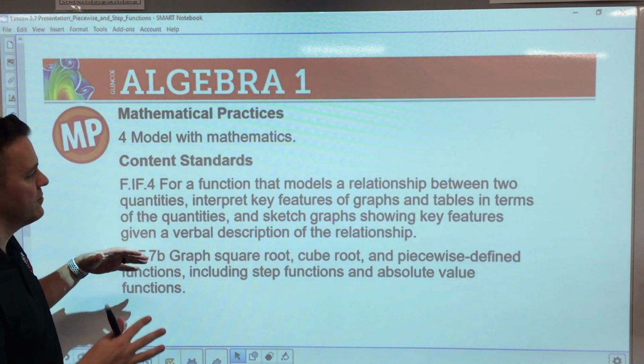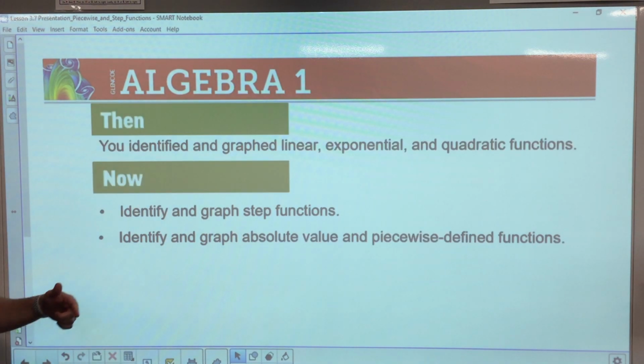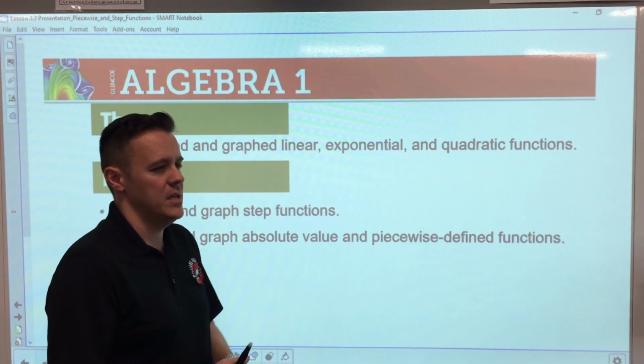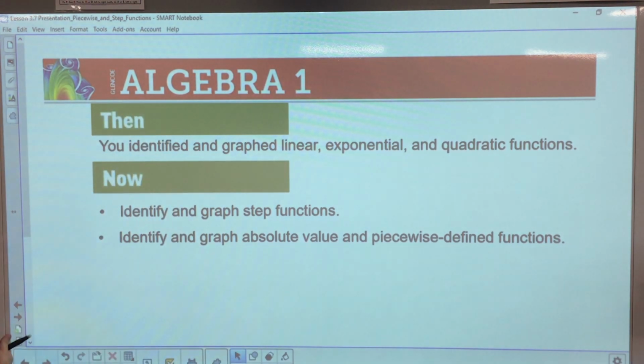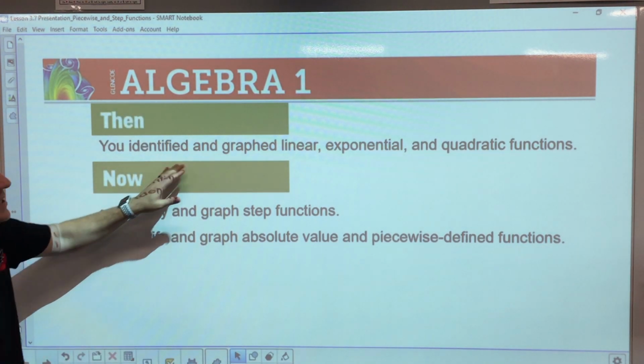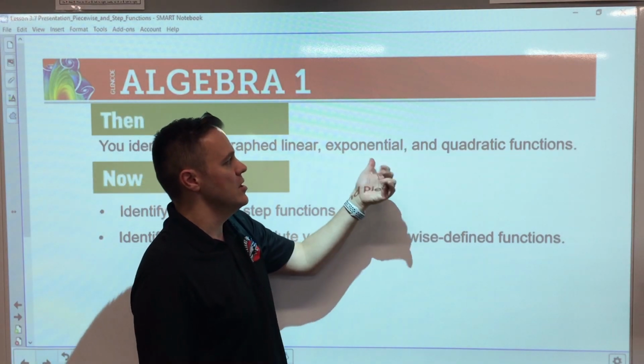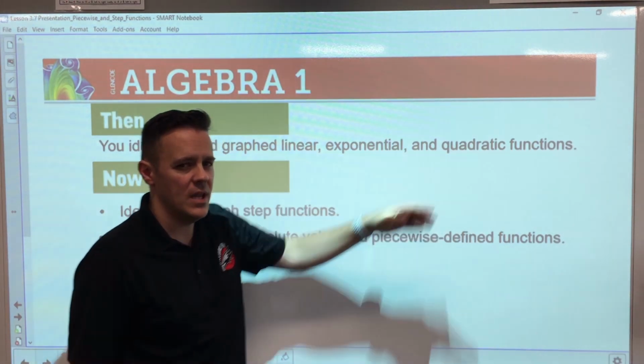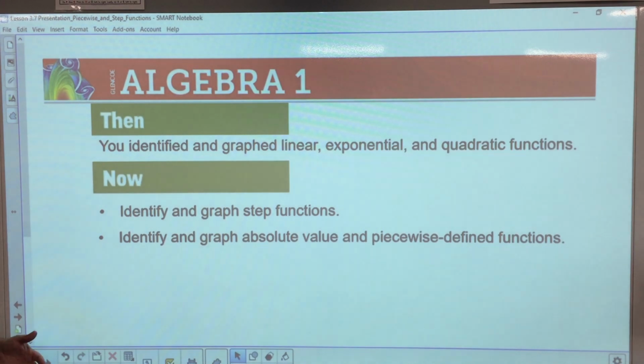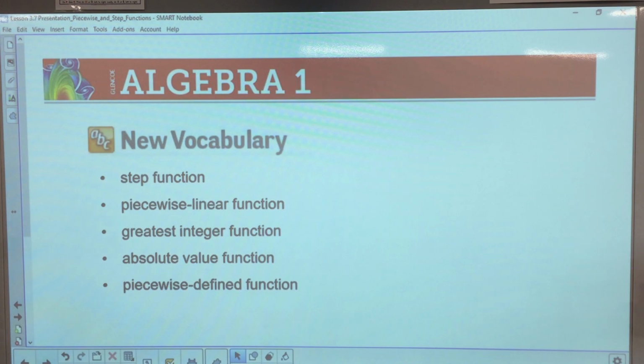So in this lesson, ladies and gentlemen, we didn't quite start the bell work. We will again in chapter 4, which will begin the following week on the 17th of September. So we have been able to identify and graph linear, some exponential, but we really haven't messed with quadratic functions yet, but that's okay. We're going to be able to identify some step functions and some piecewise functions.